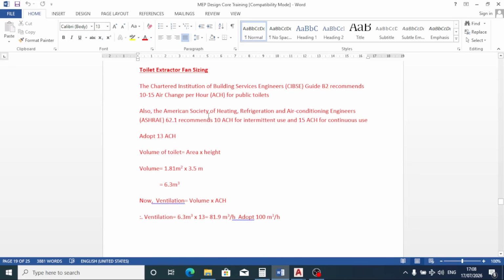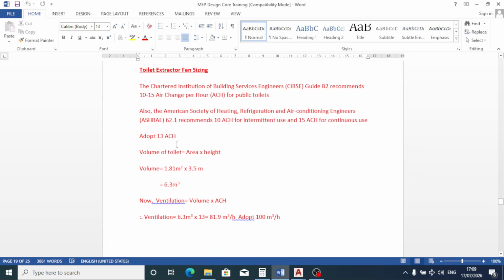Also, the American Society of Heating, Refrigeration and Air Conditioning Engineers, ASHRAE 62.1, recommends 10 air changes for intermittent use, meaning not a continuous use, like in our own case, which is a day school. I don't think it's a boarding school, it's a day school. So the use is going to be intermittent, not continuous. And 15 air changes for continuous use, maybe for boarding schools for 24-hour use. So in our own case, let's adopt 13 air changes, in the middle, 13 air changes per hour.